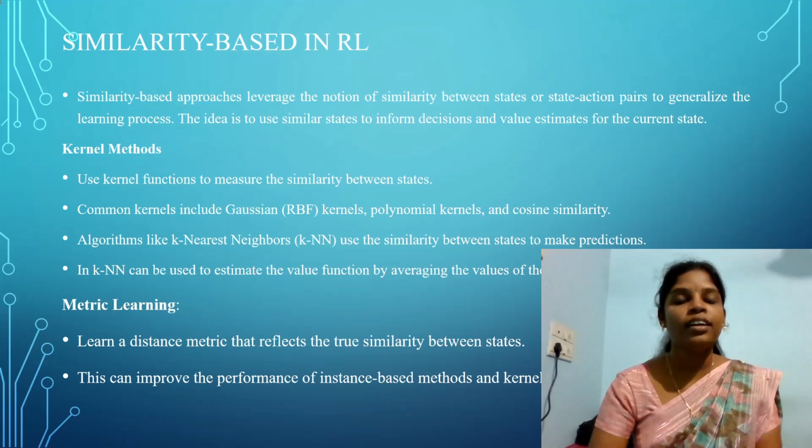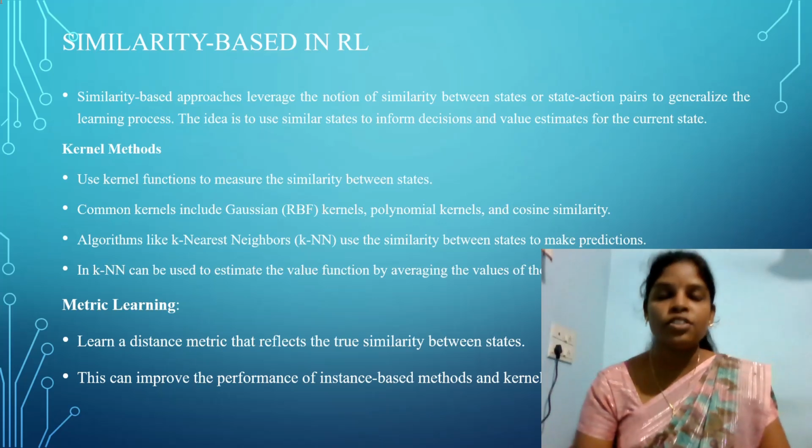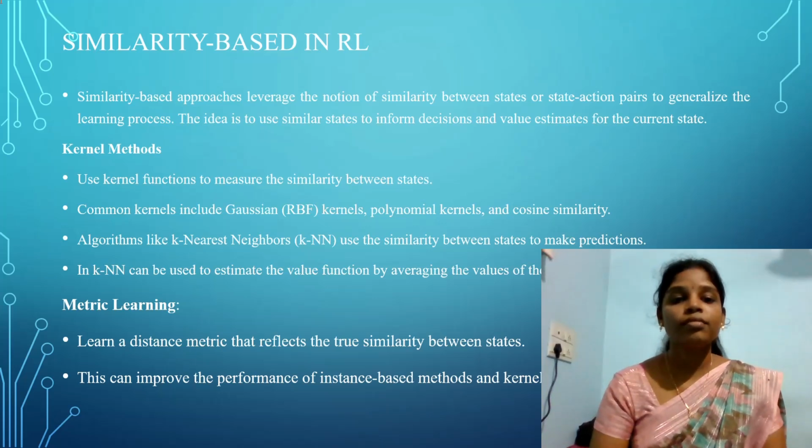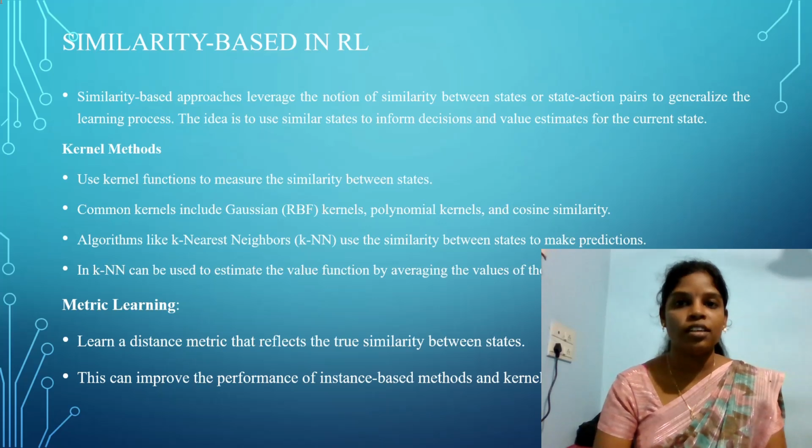This comes under the kernel method, and there are two methods we follow: kernel method and metric learning. For the kernel method, I already told you about k-nearest neighbor learning and the clustering function in the decision tree. That topic continues with these descriptions.